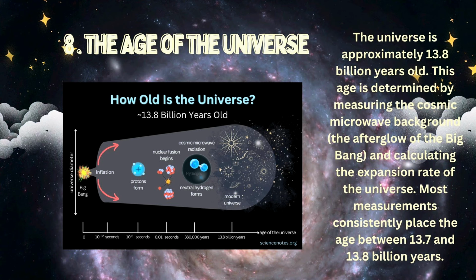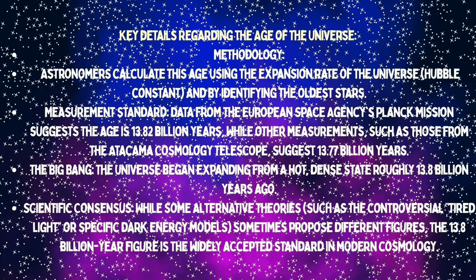Scientists don't just guess, they use two main methods. First, they measure the Hubble constant, which is the speed at which galaxies are moving away from us, like rewinding a video to see when it started. Second, they look for the oldest star in the sky. Since a child can't be older than their parents, the universe must be at least as old as the oldest star we can find.